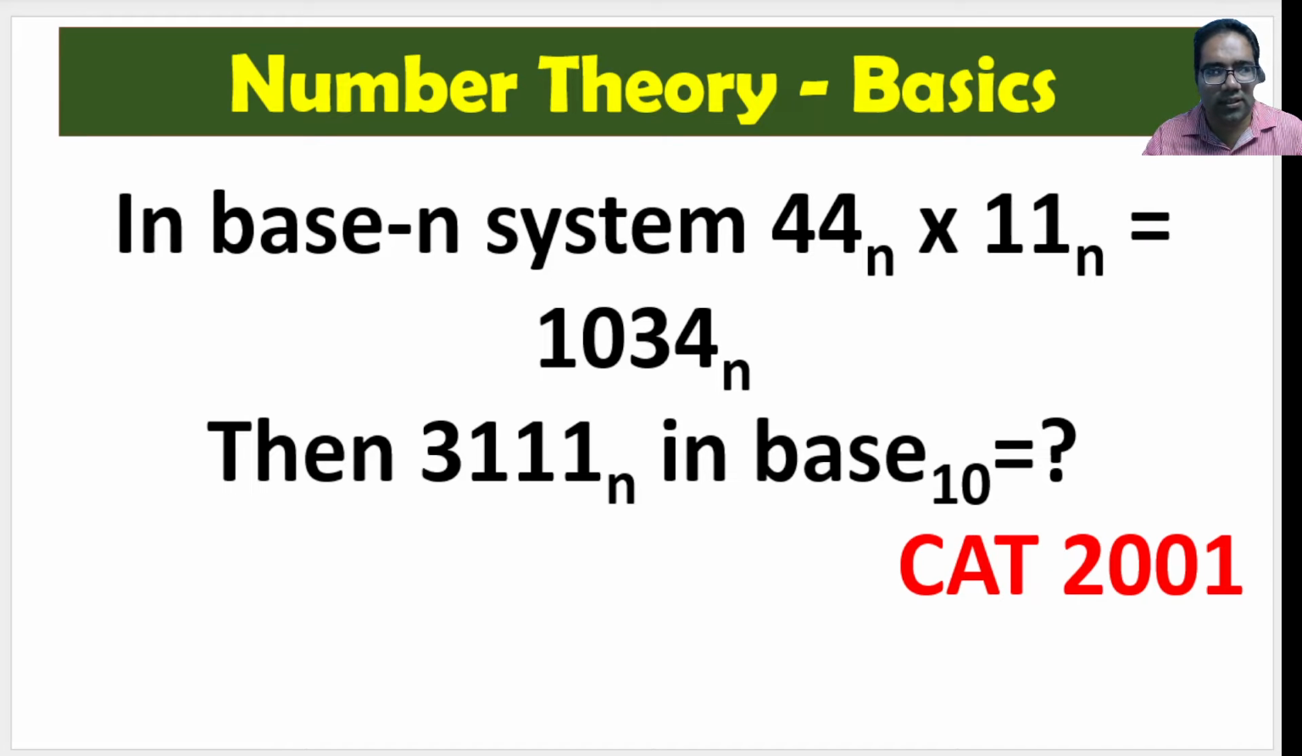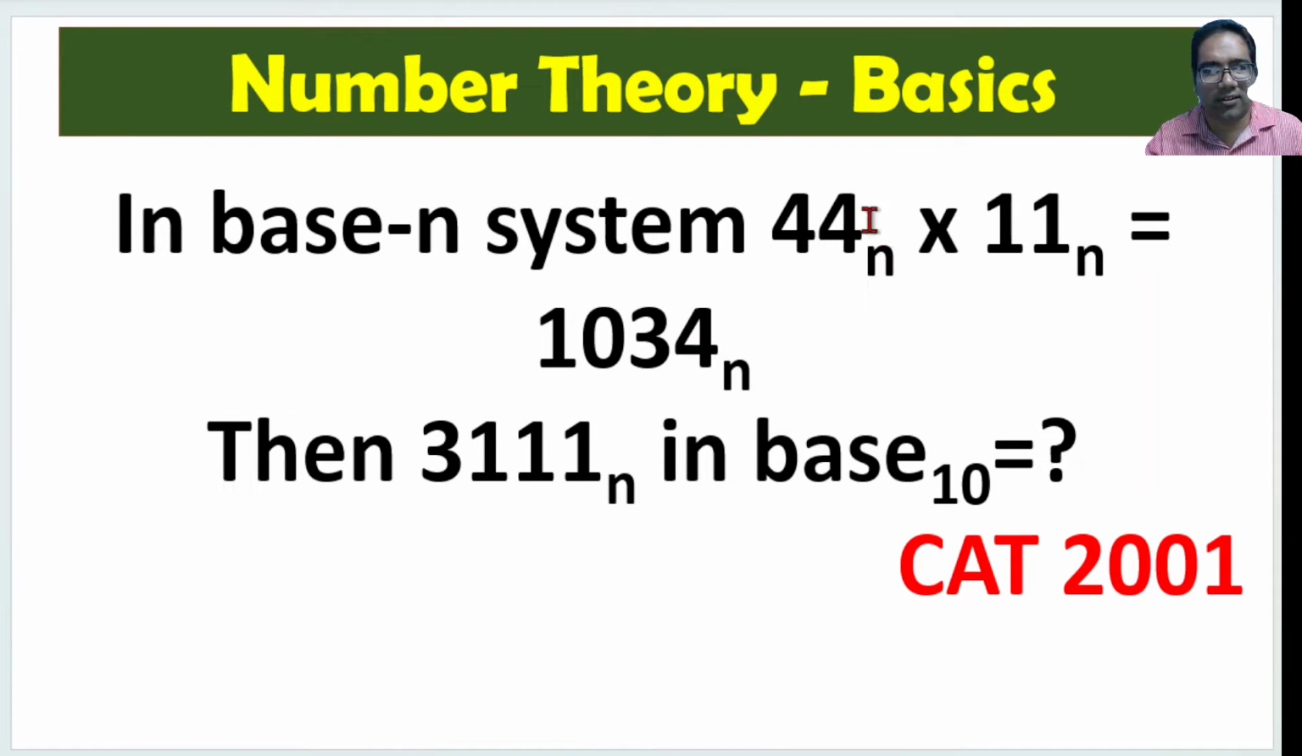Hi friends, here we are given some base n system. We don't know what the 10 is, whether 3, 5, 10, whatever. 44 times 11 is 1034, in the same notation, in the same base n. Obviously n is not 10.